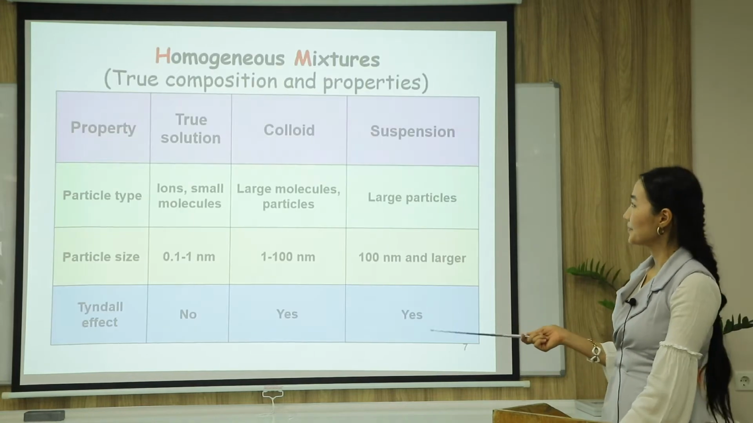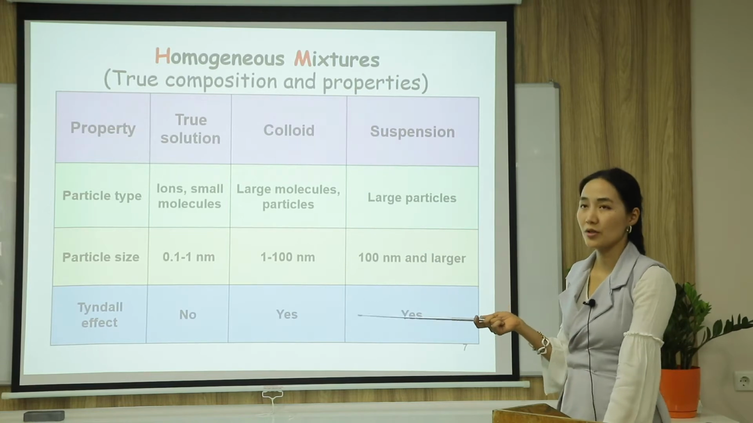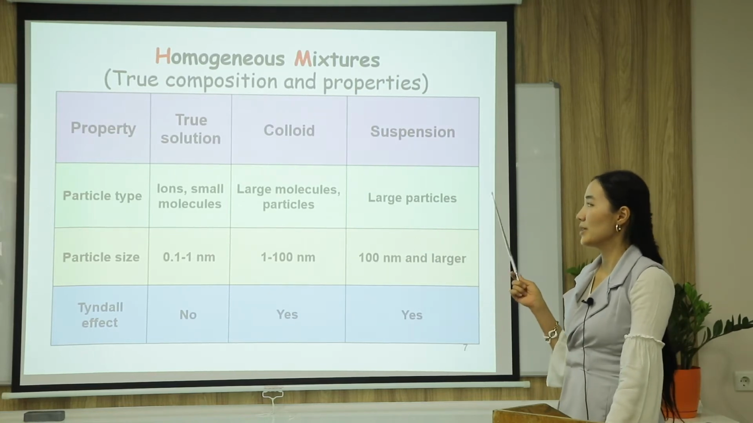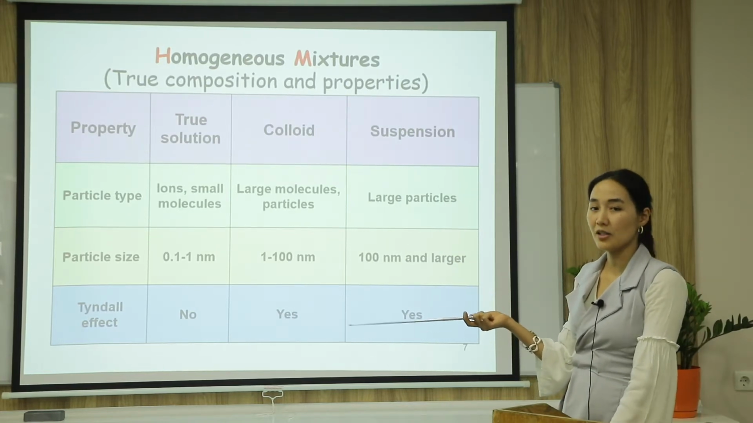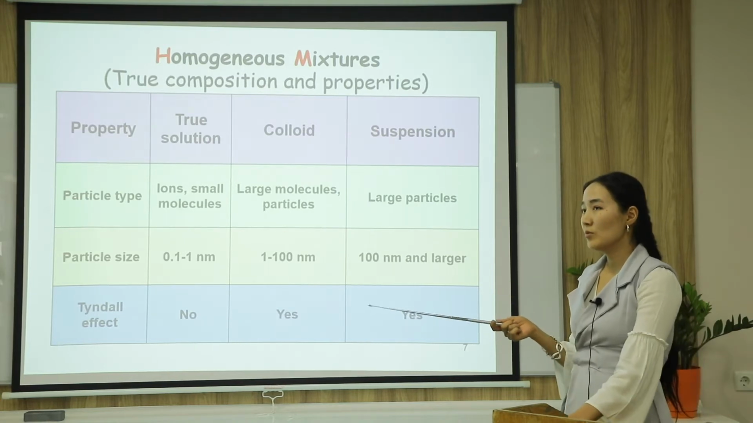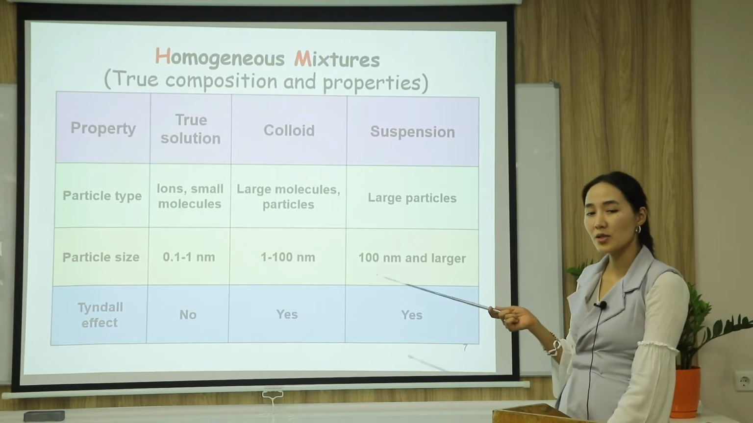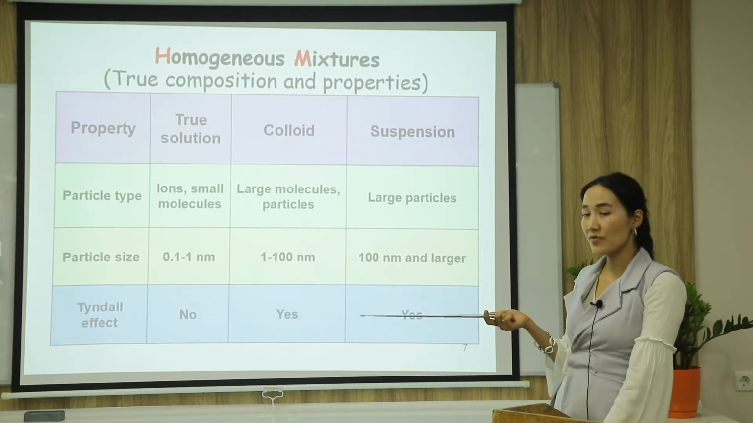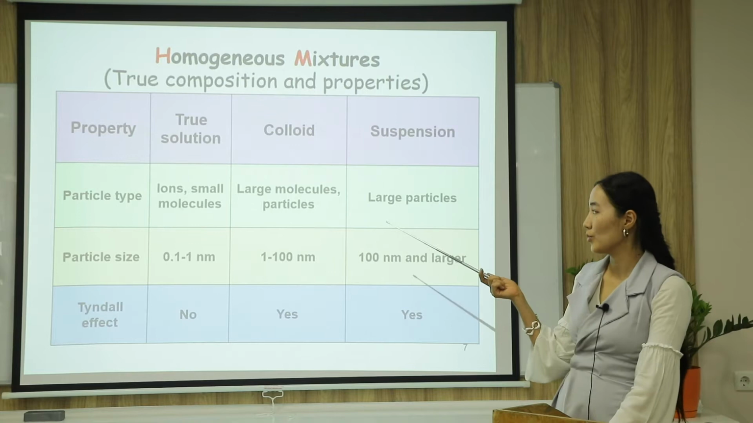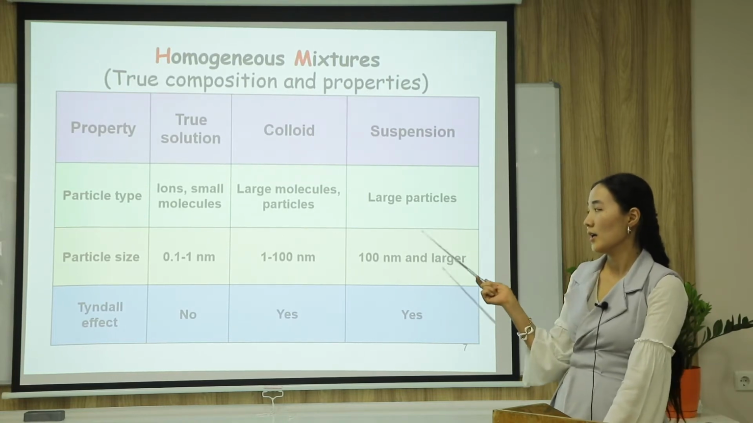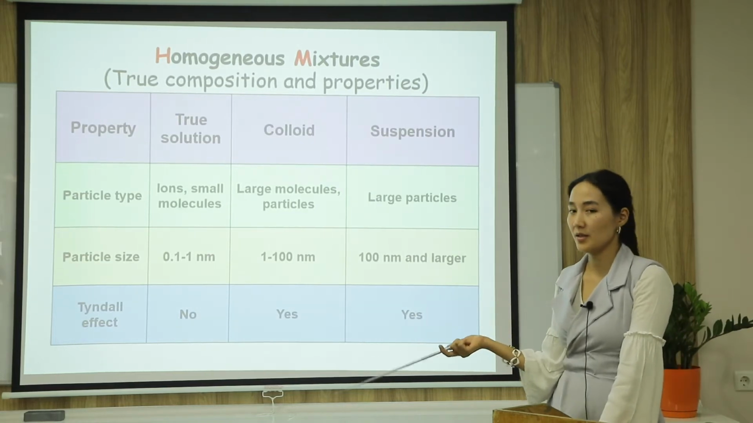So please next. In this slide you can see the homogeneous mixtures. In other words, you can see the true compositions and properties of them. Their properties will be particle type, particle size, and Tyndall effect. In most laboratory work we work with true solutions, while colloidal states are like suspensions, for example. In the true solution, the particle type is ions or small molecules, the particle size is 0.1 to 1 nanometers, and the Tyndall effect is no.